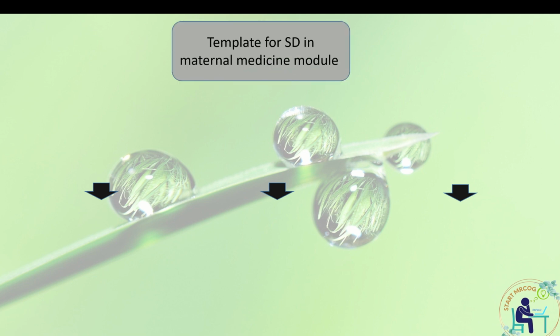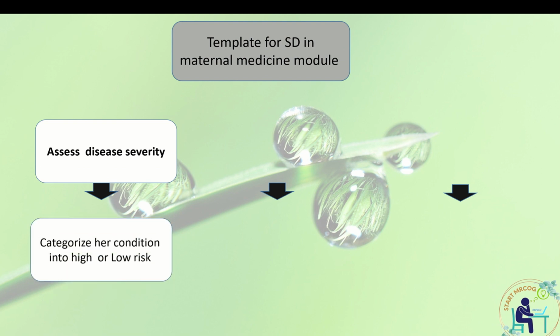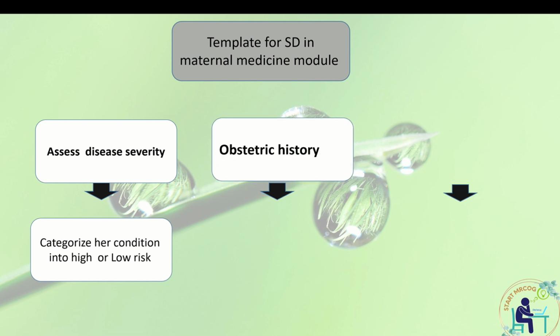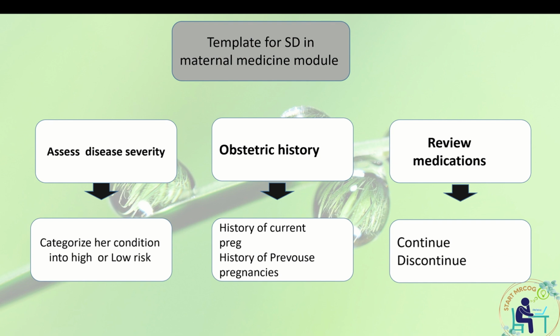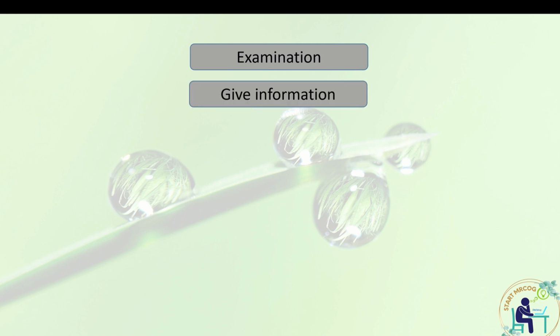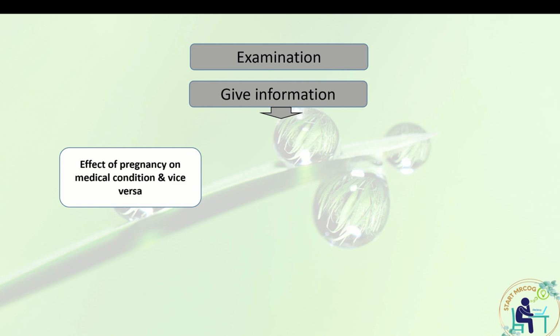For the template for structured discussion in the maternal medicine module, we have to assess disease severity and then categorize her condition into high risk and low risk. Take full obstetric history, and this should include the history of both current and previous pregnancies. Review her medications and see what we need to continue and what we need to discontinue. We need to examine the patient and give her information about the effects of the pregnancy on her medical condition and vice versa.